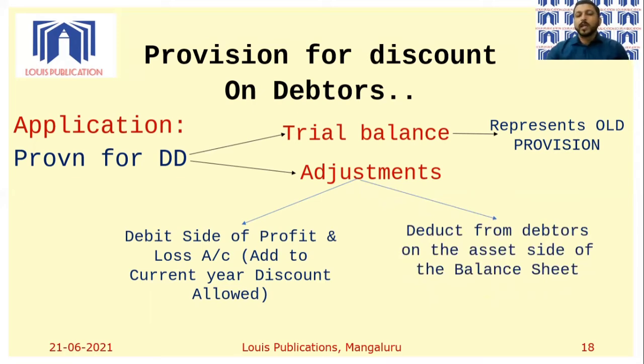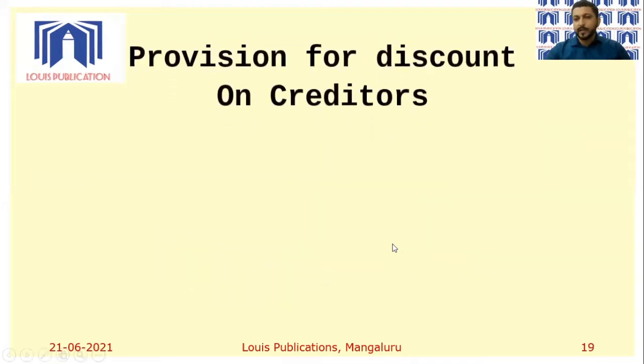So this is about the treatment for provision for discount on debtors. If given in the trial balance, it represents old provision, that is provision created out of profits of last year. If it is given as an adjustment, then two effects: debit it to profit and loss account, and there, if there is discount allowed given during the year, add it to it. And the second effect will be deduct from debtors on the asset side of the balance sheet. So that is about provision for discount on debtors.